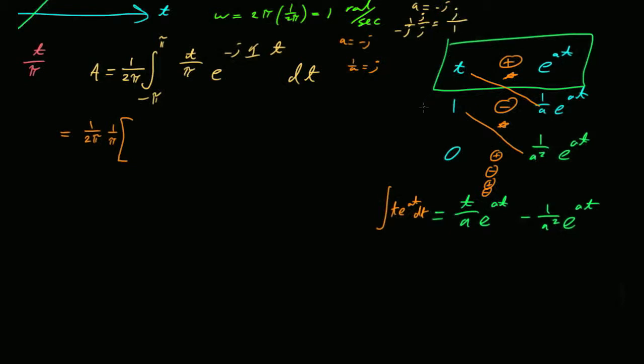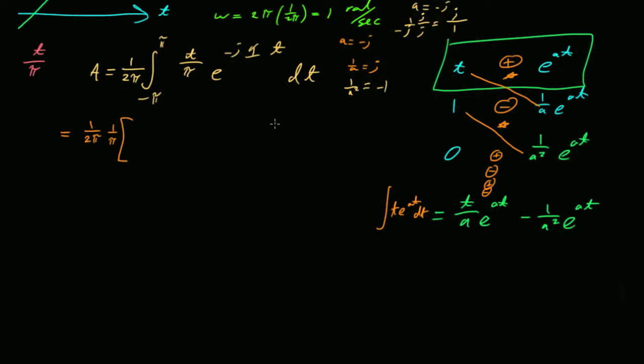And while we're at it, we're also going to need 1 over a squared. What's 1 over a squared going to be? Negative 1, because it's going to be this expression squared, and j squared is negative 1.